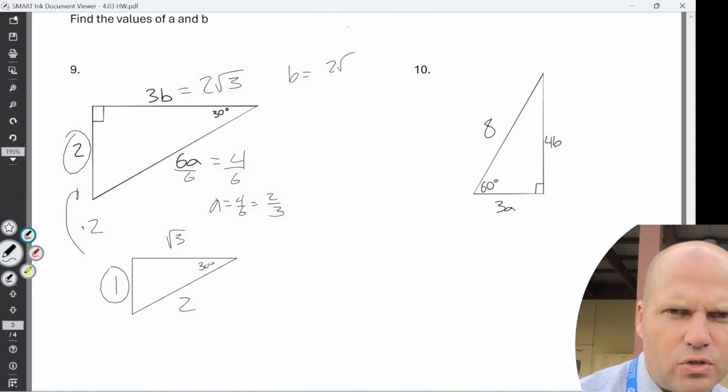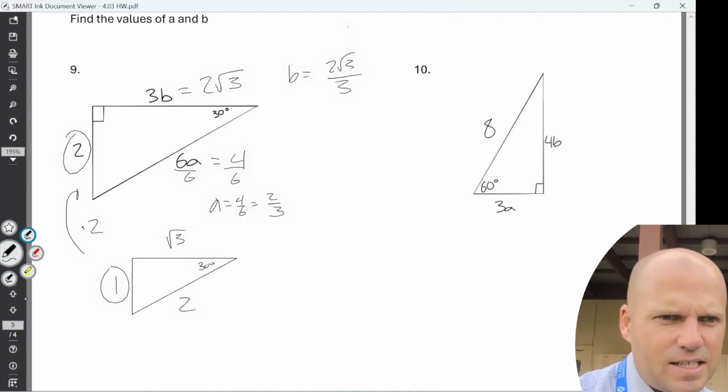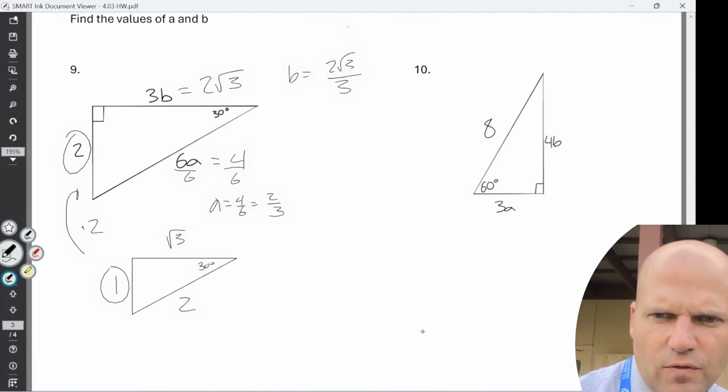I get b equals 2 root 3 divided by 3, which I can't simplify. That's it. It's that simple. You just got to solve for the value. It's not supposed to be too tricky.